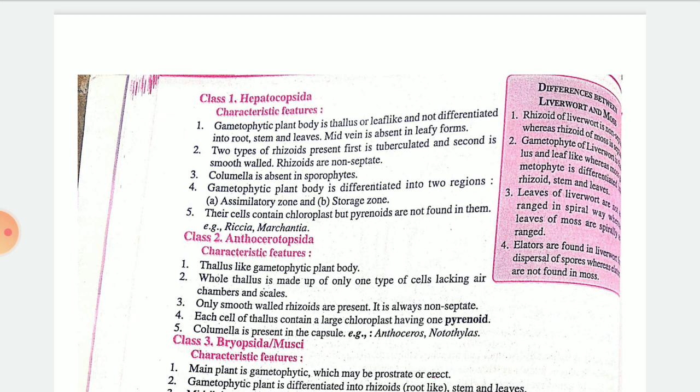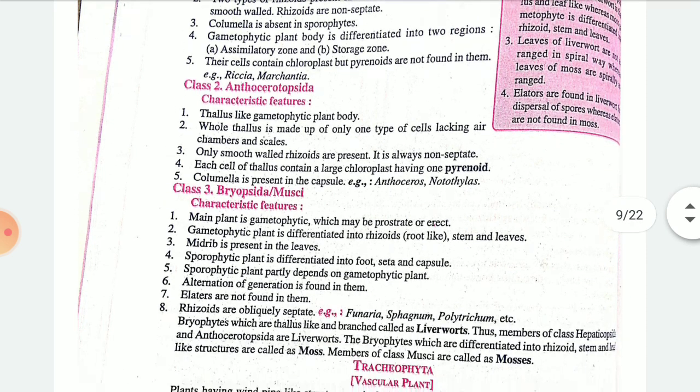Hepaticopsida. This one includes a thallus, a leaf-like structure which is not differentiated into root, stem and leaf. Midvein is totally absent. Two types of rhizoids are present, and the rhizoids are non-septate, with no division present. The sporophyte is also simple. Gametophytic plants may be differentiated into an assimilatory zone and a storage zone. Functions are given there.